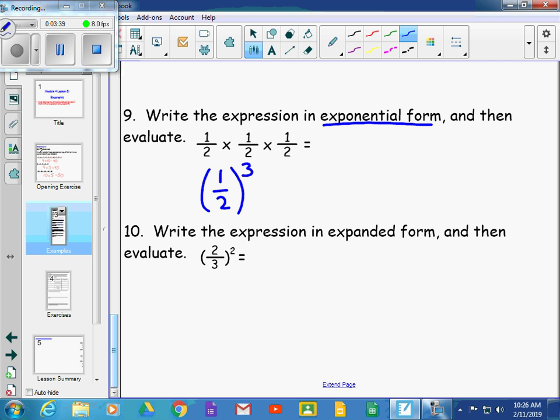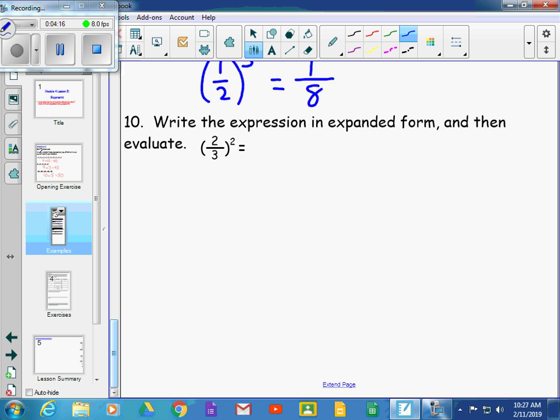Now you can use your calculator to do that. I would put parentheses around the 1/2, and then hit the exponent 3. But if you use your multiplying fractions, you know that you have to multiply numerator times numerator times numerator. So 1 times 1 times 1 is 1. And denominator times denominator times denominator, 2 times 2 times 2, that is 8. So 1/2 to the third power evaluates to 1/8.